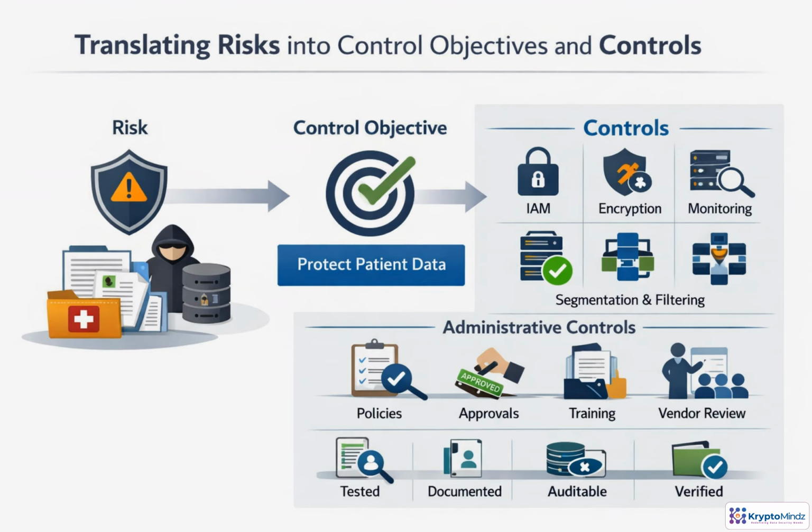Begin with the risk scenario, not a control wish list. For example, a prompt may contain PHI. The control objective is the outcome we need: prevent unauthorized disclosure and protect patient data. Then design controls that make that outcome real, such as IAM, encryption, filtering, logging, and monitoring, supported by policies, approvals, training, and vendor review. Finally, assign an owner, define a test method, and keep evidence so the control is auditable.